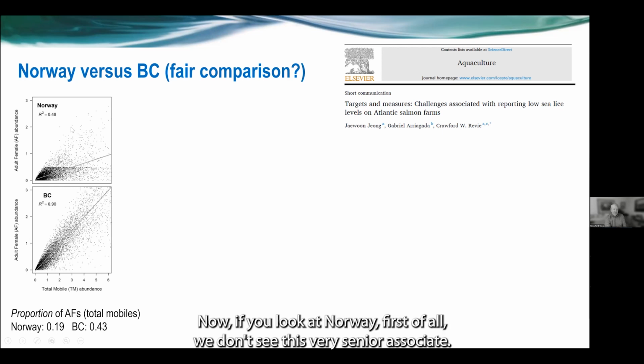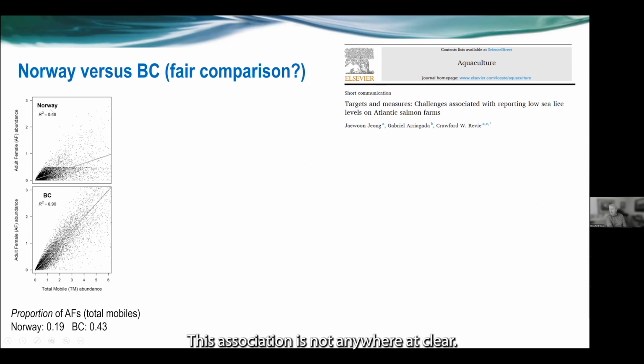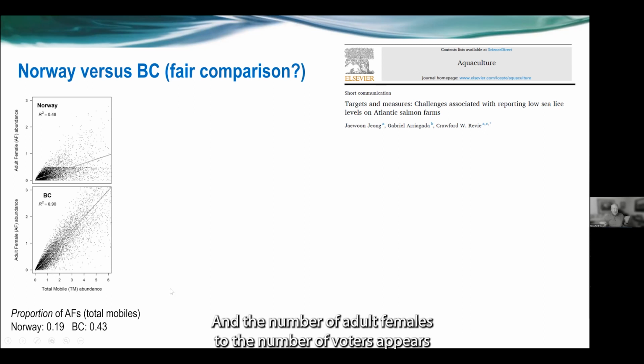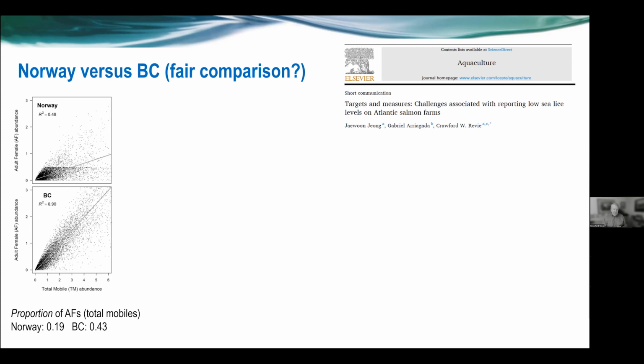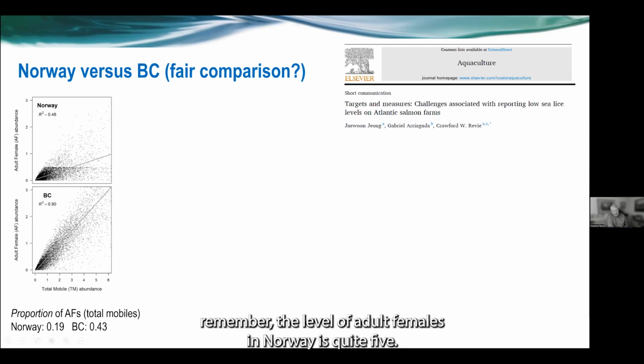Now, if we look at Norway, first of all, we don't see this very clear association. This association is not anywhere as clear. And the number of adult females to the number of motiles appears to be only about 20%, so almost half the proportion in BC. And as you can probably see from the little line here, remember that the level of adult females in Norway is 0.5.